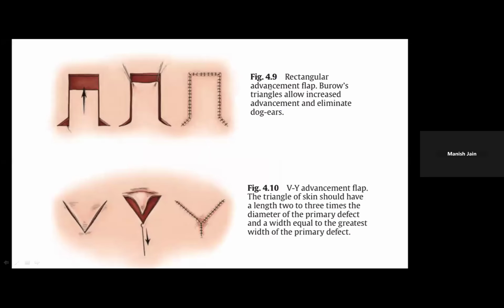This is a slide showing the rectangular advancement flap, in which this is the defect. We can advance the flap based on a single pedicle here. And if we are not able to achieve reach, then we can use Burow's triangles so that it can safely reach up to the defect. This is another, the VY advancement flap, which we most commonly use in patients with post-burn contracture or fingertip defects, based on the subcutaneous pedicle.